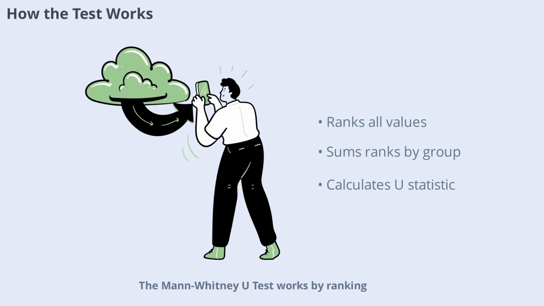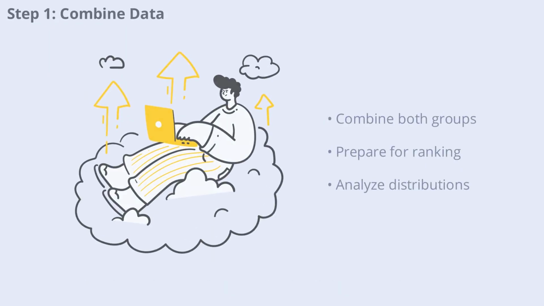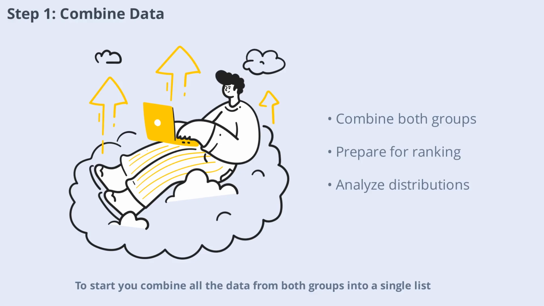Mann Whitney U test works by ranking all the values from both groups together. Each value gets a rank and then the ranks are summed for each group. The test then calculates a U statistic, which tells us whether the ranks in one group tend to be higher or lower than those in the other. This approach makes the test robust to outliers and non-normal data, focusing on the order of values rather than their exact numbers.